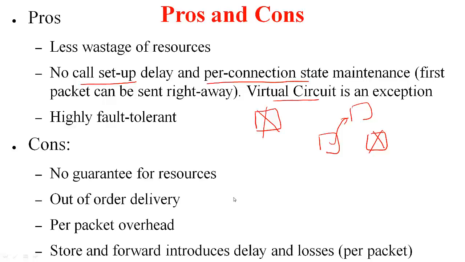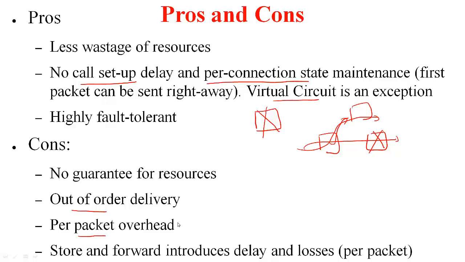Well, for one, there is no guarantee for resources. So you may want 100 kbps, but there is no guarantee you'll get 100 kbps. It depends upon how many others are competing with you. Not only that, there's a possibility of out of order delivery as mentioned here. If originally packets went like this and now packets are going like this, there's a possibility of out of order delivery. And there is a per packet overhead.